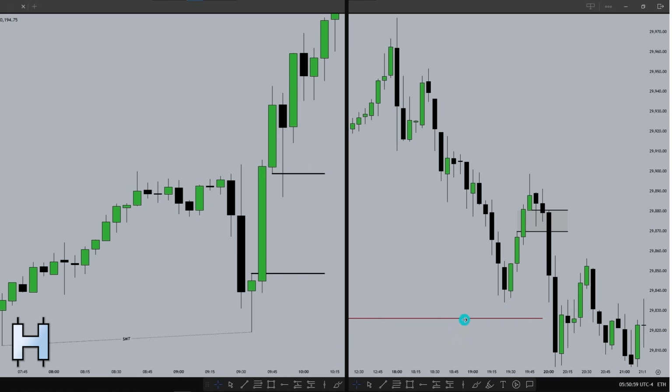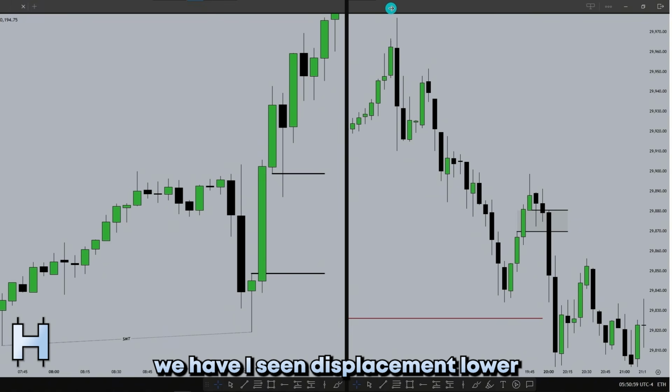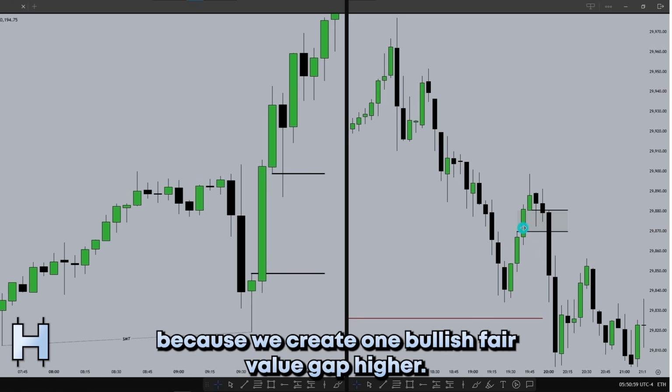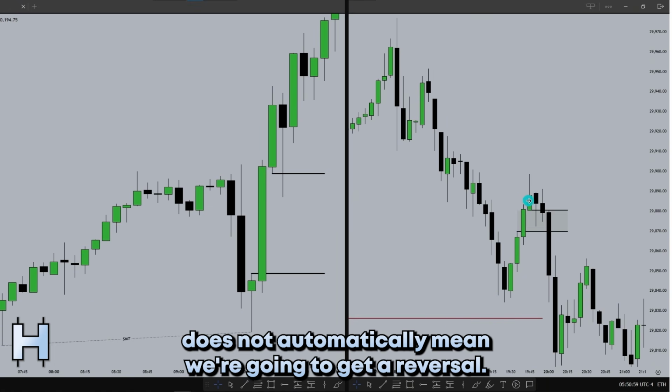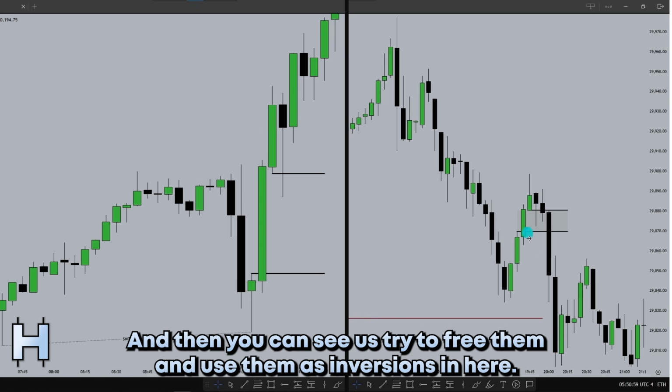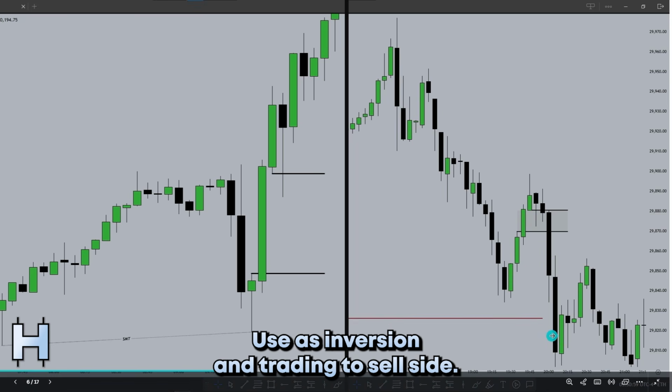For example, this red line in here where context is bearish, we have seen displacement lower. Because we create one bullish fair value gap higher, retracing into this range does not automatically mean we're going to get a reversal. And then you can see us trade through them and use them as inversions in here. So we close under this lower one, use that as an inversion, and trade into sell side.